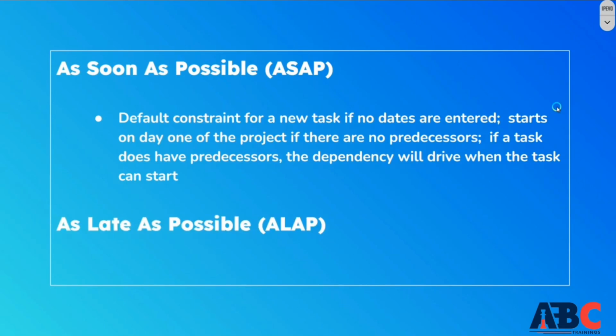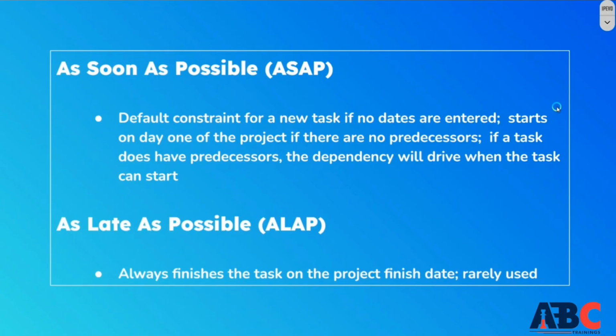Second comes as late as possible, meaning ALAP. So what happens in this? It finishes the task on the project finish date, meaning when your project has a fixed finish date, then the task finishes. And this is rarely used because it is not used in most of the cases. If it is getting over quickly, then we will finish it quickly. It is not used, as late as possible.